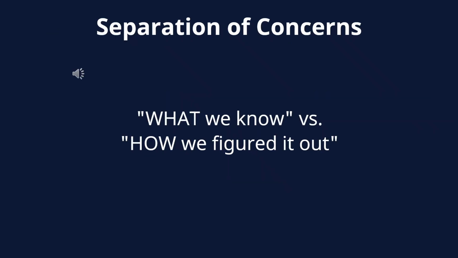Separation of concerns. Here it is: what we know versus how we figured it out. This simple phrase captures the core insight of our analytical framework. What we know represents the domain knowledge. How we figured it out represents the methodological knowledge. Most literature conflates these two dimensions. By keeping these concerns separate, we can ask better questions. This separation transforms messy cross-field literature into actionable intelligence.